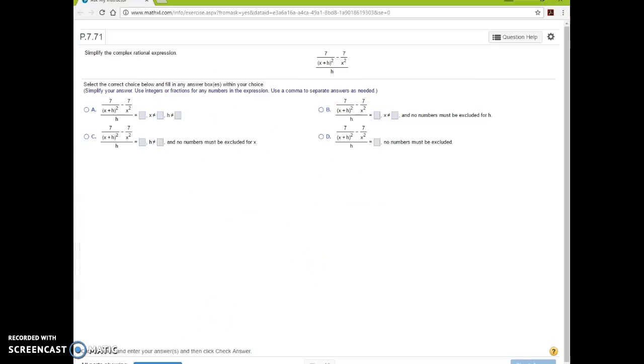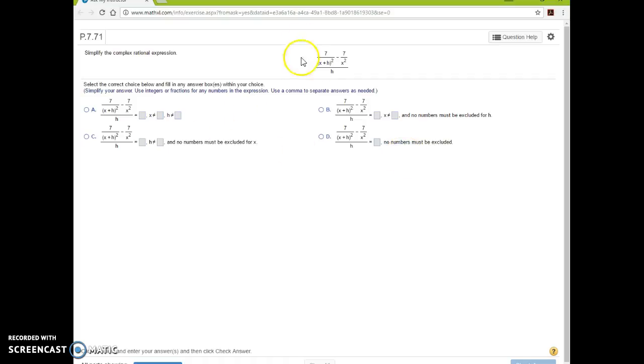Let's check this out, buddy. So if we throw up the question here, we have to simplify the rational expression. And interestingly enough, they give us some options here, like we have to blast in the answer and our exclusions. But look, all of them say no numbers must be excluded for h, no numbers must be excluded, and no numbers must be excluded for x.